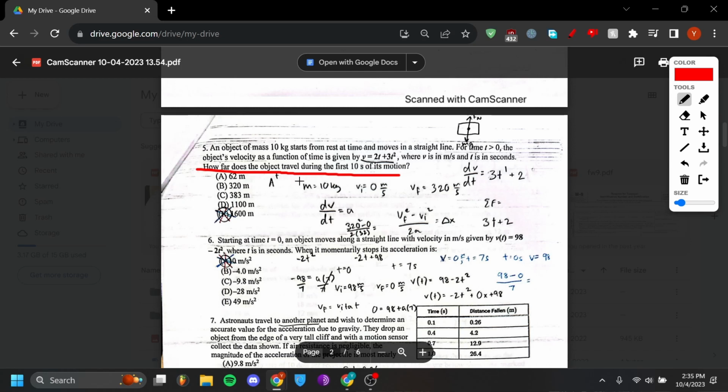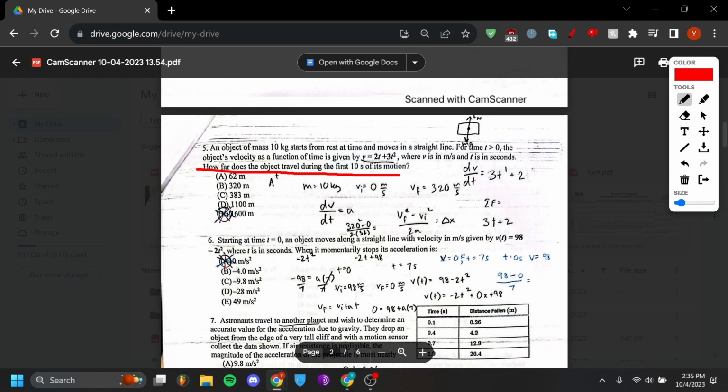Okay, so that's talking about distance. So we're going to have to find, that's velocity. So we have to find, it's going to give us displacement, right? So one way we could approach this.